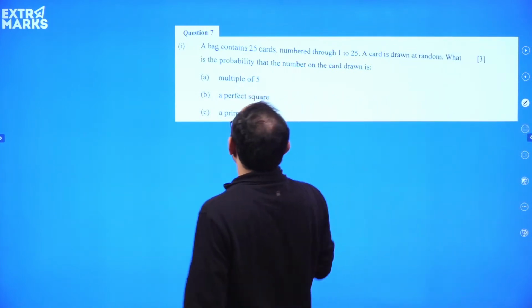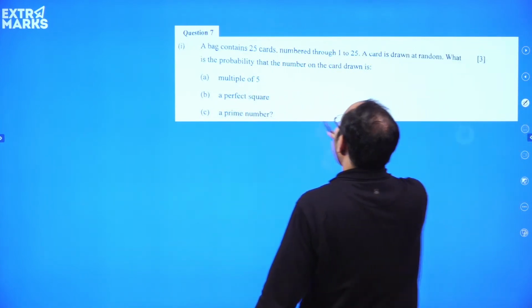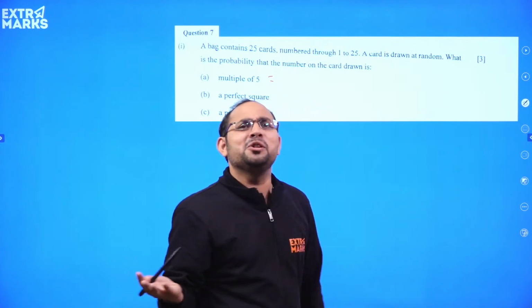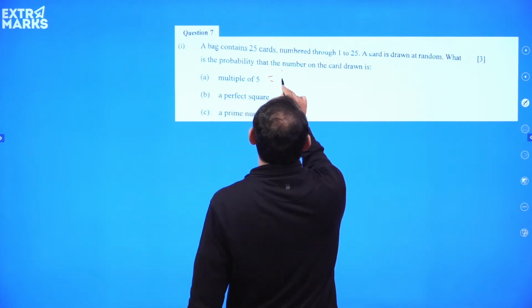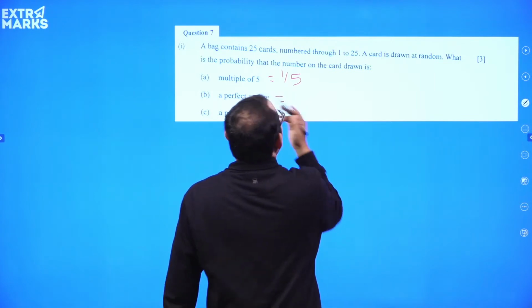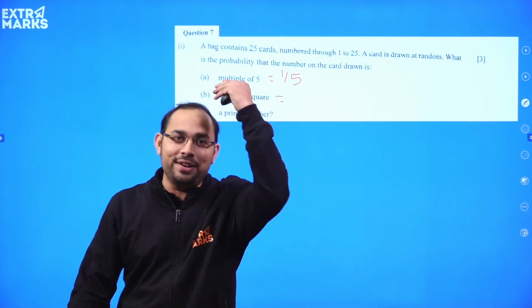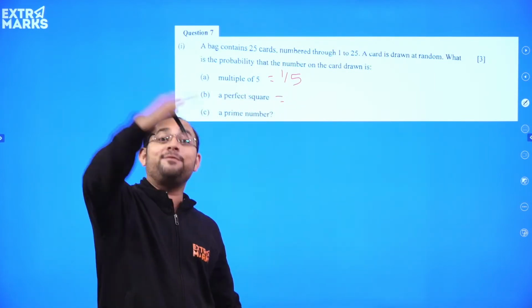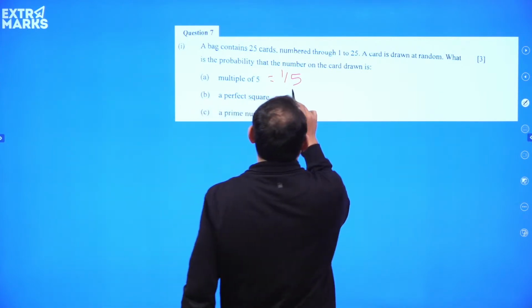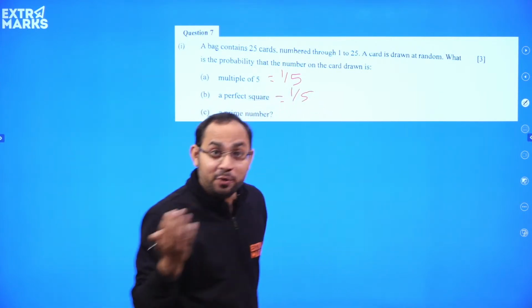So yes, multiples of 5. Let me write the answers here only. So there are 5 multiples of 5. So 5 by 25, that is 1 by 5. Then perfect squares. How many perfect squares? 25 itself is a square of 5. So there are 5 perfect squares, right? So again 1 by 5, because 5 by 25.